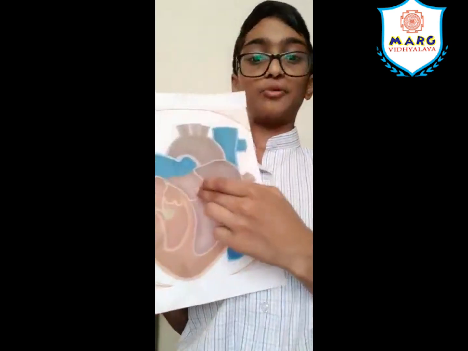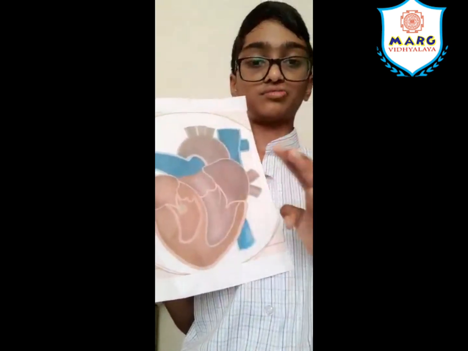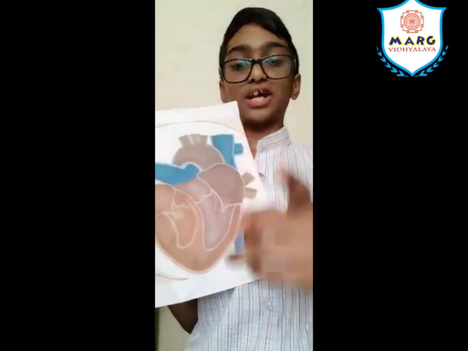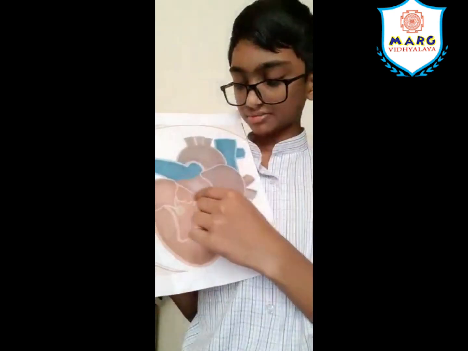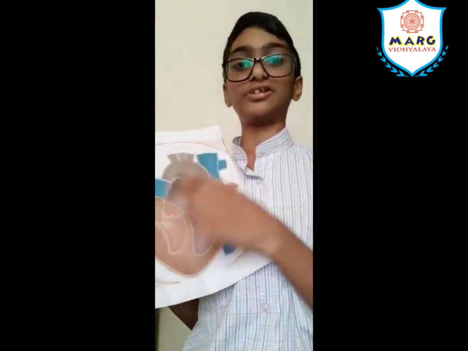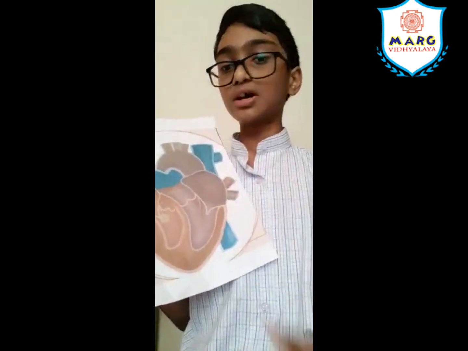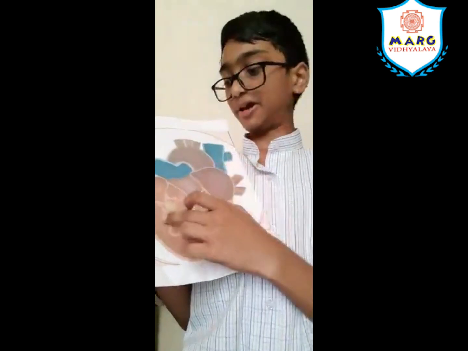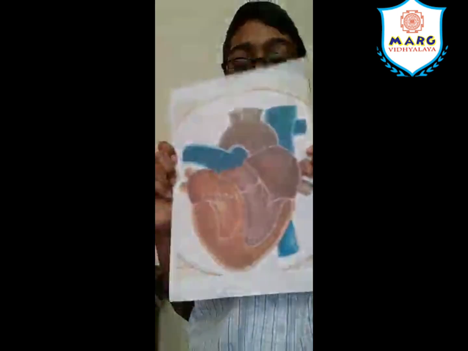Now let me tell about the valves. You can see the boundary. There are four valves: tricuspid, bicuspid, pulmonary, and aortic. The tricuspid and the bicuspid valves are between the atria and the ventricle. Tricuspid is between right atria and the ventricle, while the bicuspid is between the left atria and the ventricle.